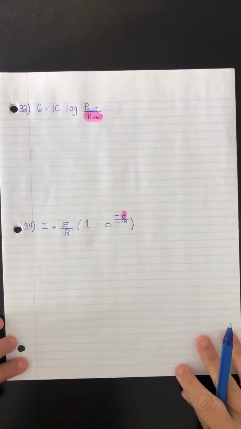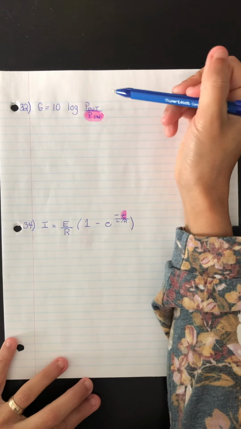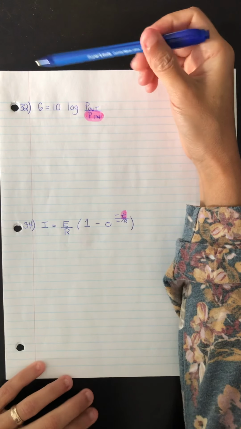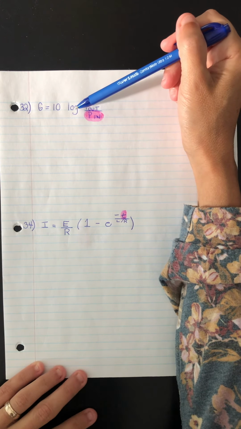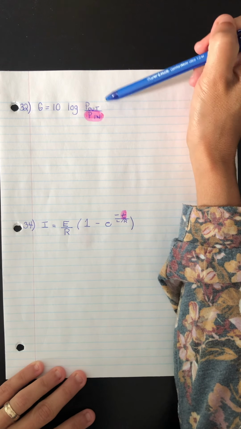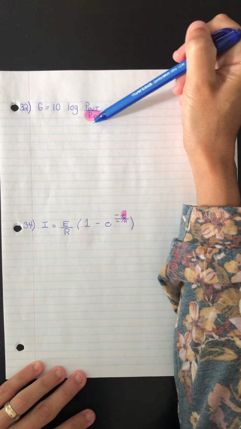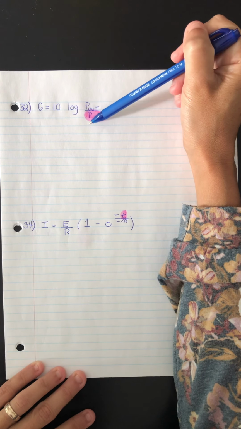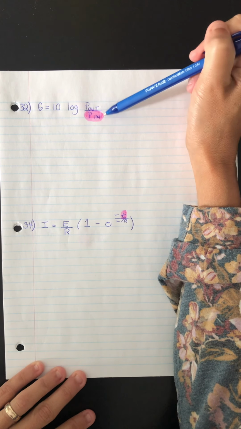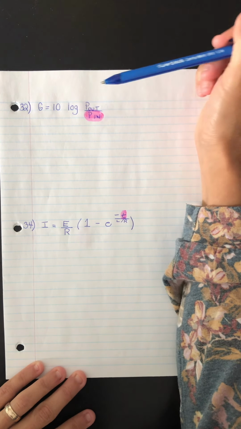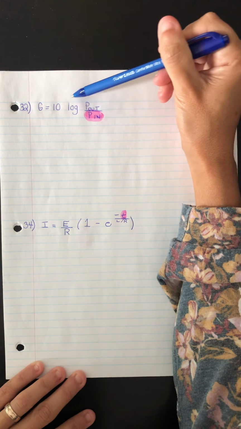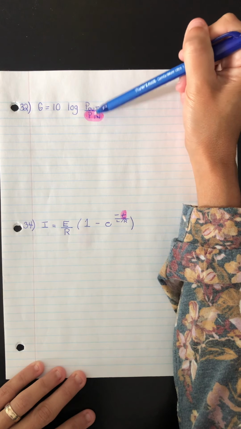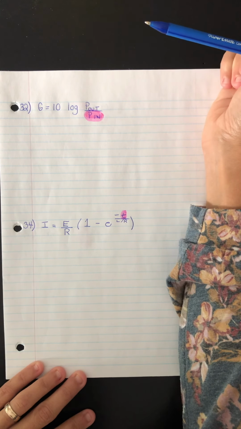Okay, next. Question 32. So this is gain is equal to 10 times the logarithm of power out divided by power in. Now, this quantity here is called the argument of the logarithm. So this is one single unit here. This is called the argument of this common logarithm.